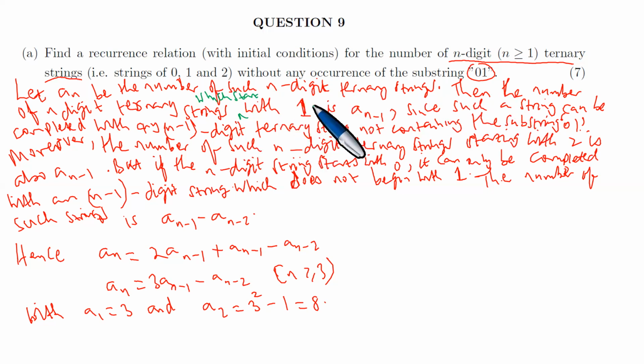In other words, this is a counting principle. If you start with 1, then you are dealing with n minus 1 digits. And then the next one starts with 2. You start with 2, so for it to be an n-digit string, you could complete it with n minus 1 digits, or an n minus 1 digit string.